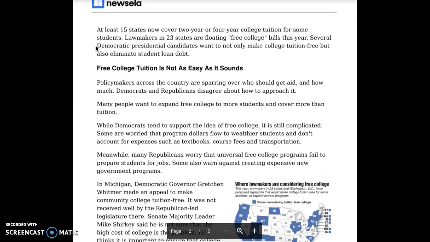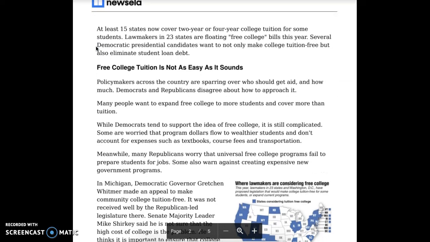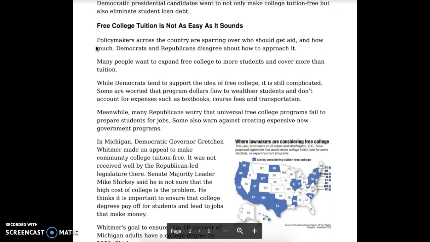At least 15 states now cover 2 or 4-year college tuition for some students. Lawmakers in 23 states are floating free college bills this year. Several Democratic presidential candidates want not only to make college tuition free, but also eliminate student loan debt. Free college tuition is not as easy as it sounds. Policymakers across the country are sparring over who should get aid and how much. Democrats and Republicans disagree with how to approach it.